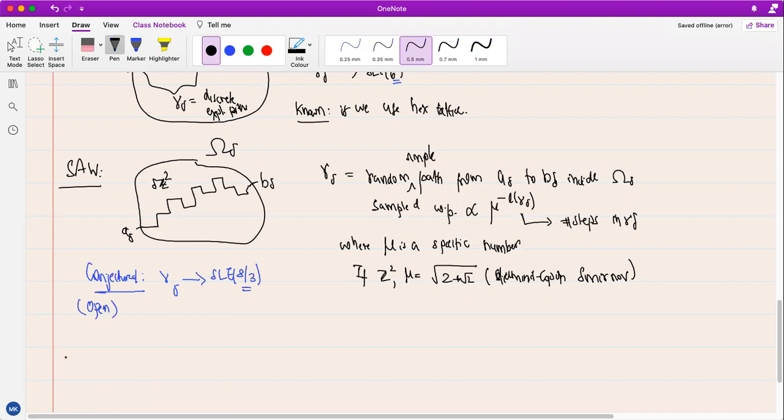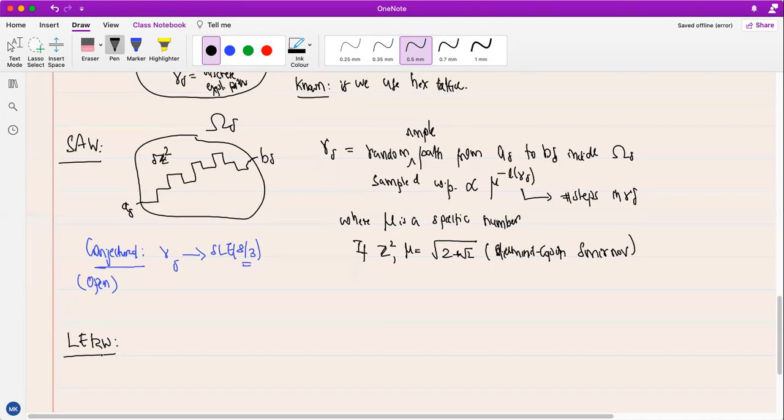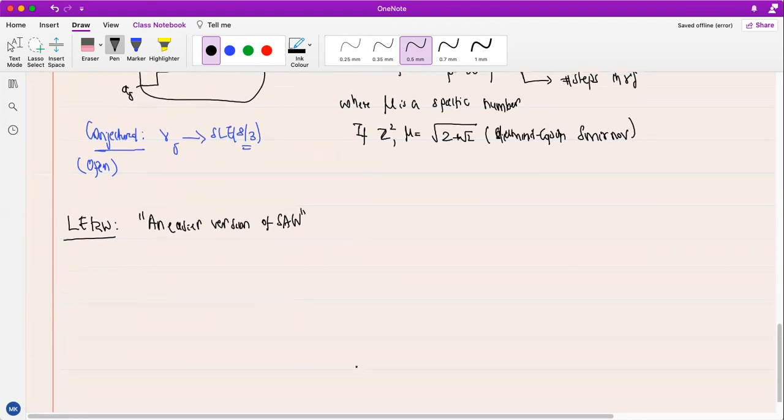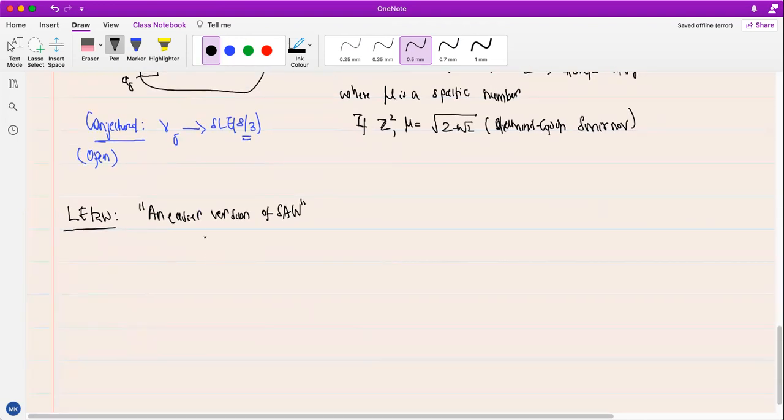Now, this self-avoiding walk problem has been open for a very long time, maybe 70 years or so. It was first introduced by some chemists. At some point, Lawler introduced an easier version of self-avoiding walks. So this one we understand much more. Let me describe what this is.